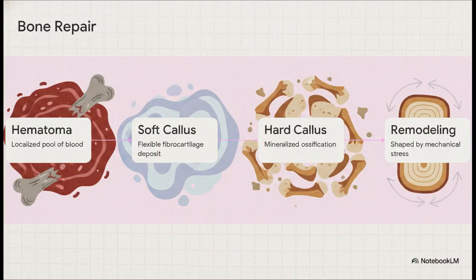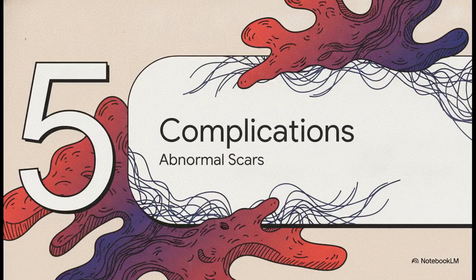The perfect sequence is B. Bone regeneration flawlessly follows this 4-step sequence. First, you get a localized pool of blood, the hematoma. Step 2, that becomes a flexible, soft callus made of fibrocartilage. Step 3 is mineralized ossification, turning it into a hard callus. And finally, Step 4, long-term lamellar remodeling meticulously shapes that bone back to normal. Bringing us to our final section, number 5, complications and abnormal scars.